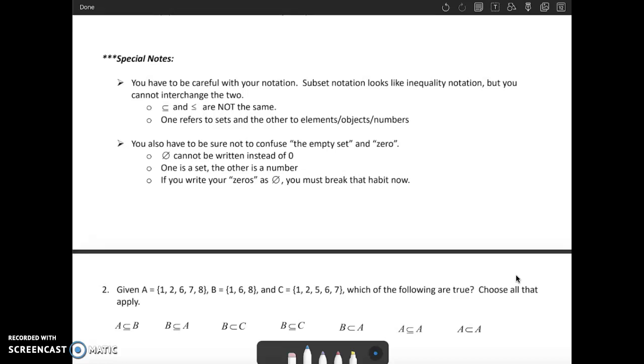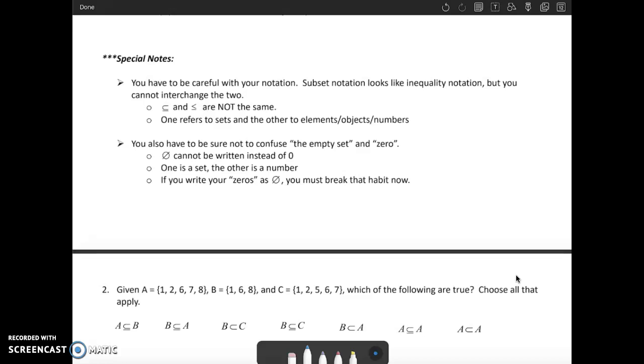And the one that really gets students is that you have to now be sure not to confuse the empty set and the number 0. You cannot use the circle slash notation instead of the number 0 because one of these is a set and the other one is a number. And these are different things. Numbers can go in a set, but sets and numbers are not the same.